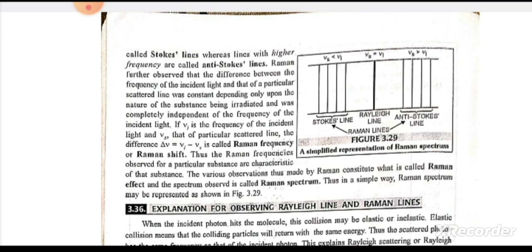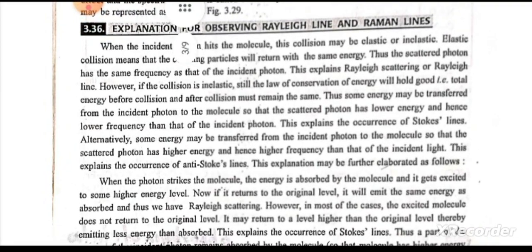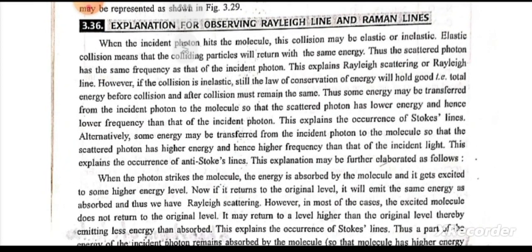The various observations made by Raman constitute what is called the Raman effect, and the spectrum observed is called the Raman spectrum. Thus, in a simple way, the Raman spectrum may be represented as shown in figure 3.29. 3.36 Explanation for observing Rayleigh line and Raman lines.